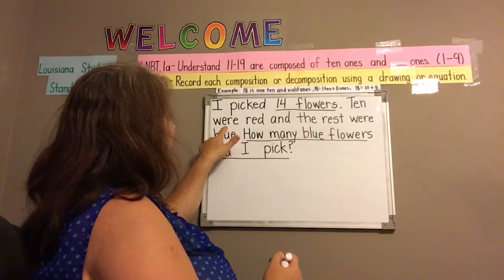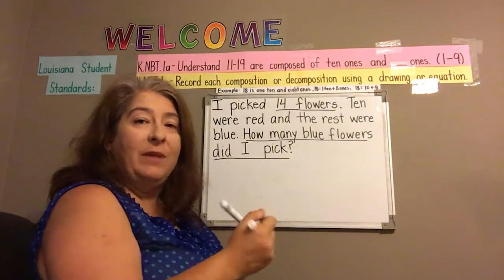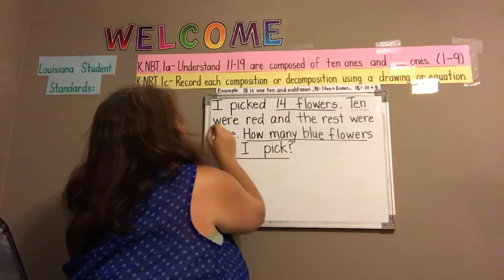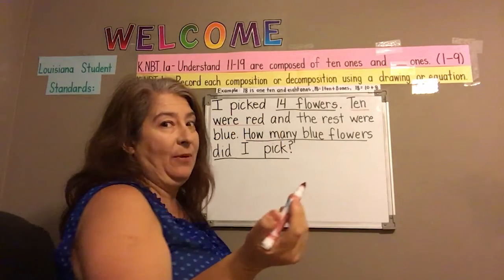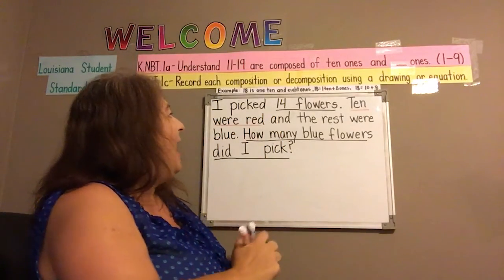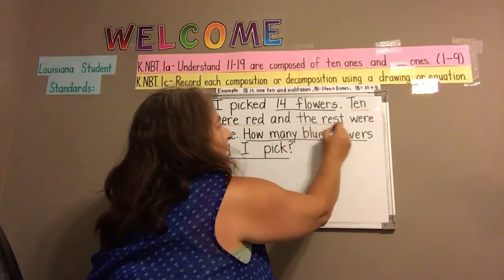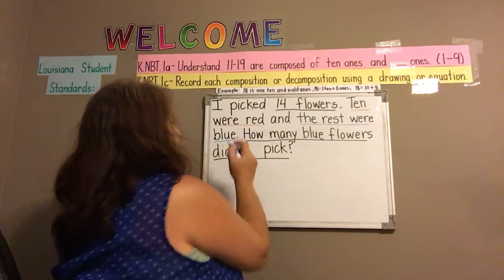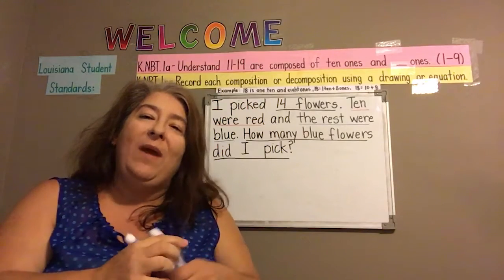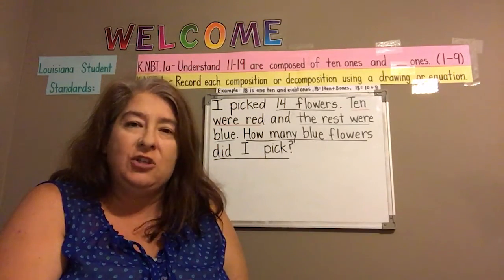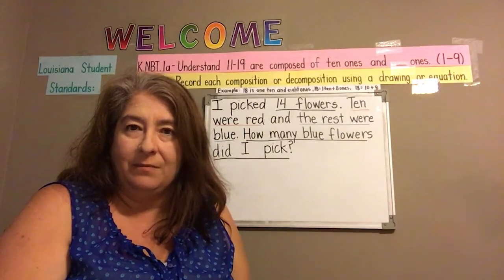10 were red. To help me remember that, I'm going to use my red marker, and I'm going to underline that 10 were red. Now I can remember how many were red. And the rest were blue. Let's see, the rest were blue. So now we have all the information from our problem. What could we do to help us solve that problem? Let's think.